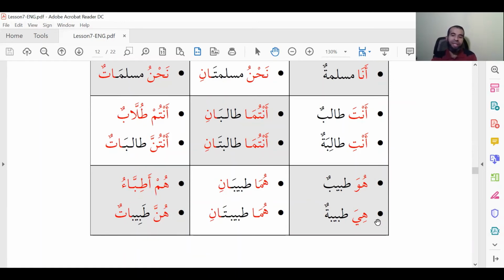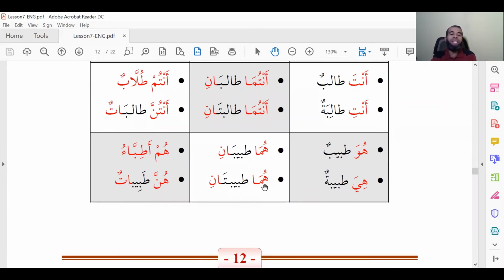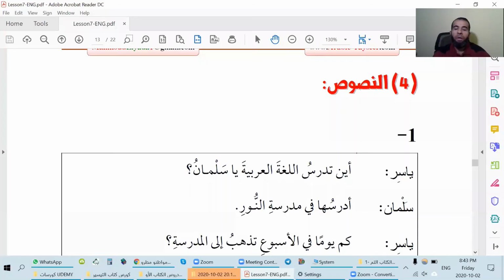Then for feminine, هي طبيبة. هما طبيبتان. And for plural feminine, هن طبيبات. الدرس السابع: النصوص.